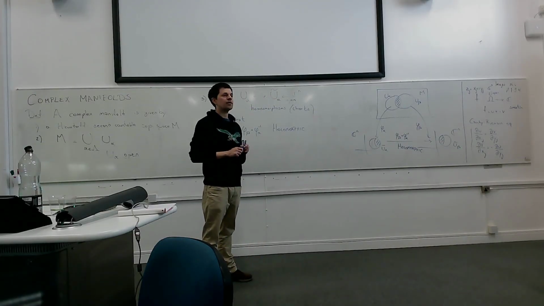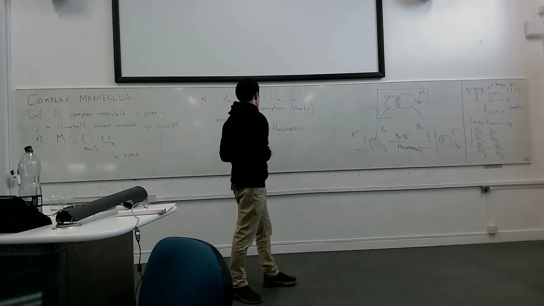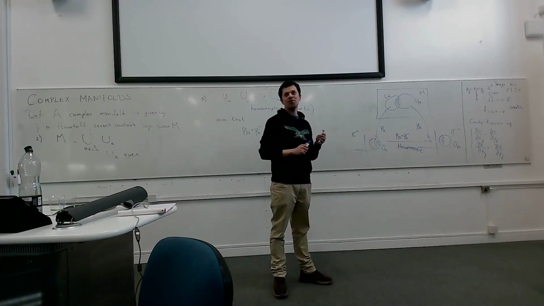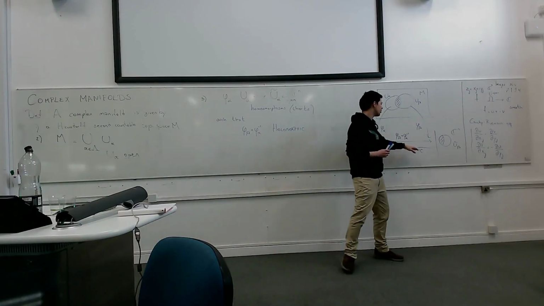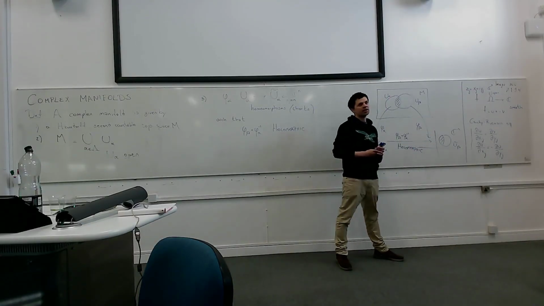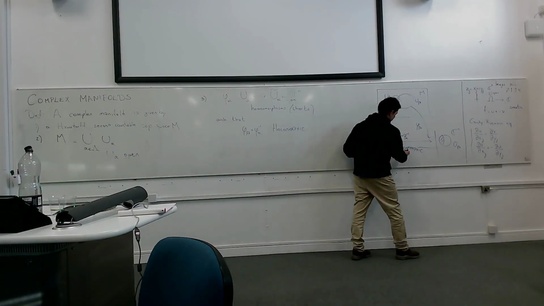So any questions? I think most of you might have seen the definition of a manifold. A real manifold is locally Rn, and it is differentiably smooth. And here, the whole difference is in this word, holomorphic.